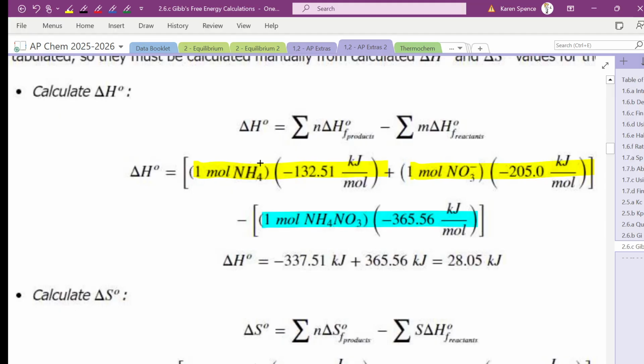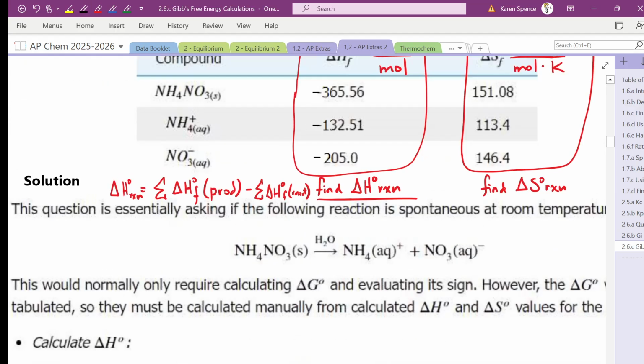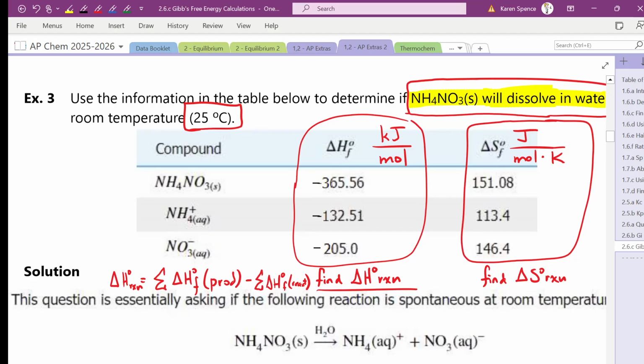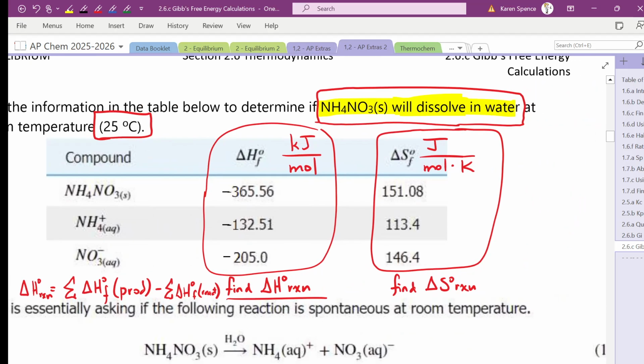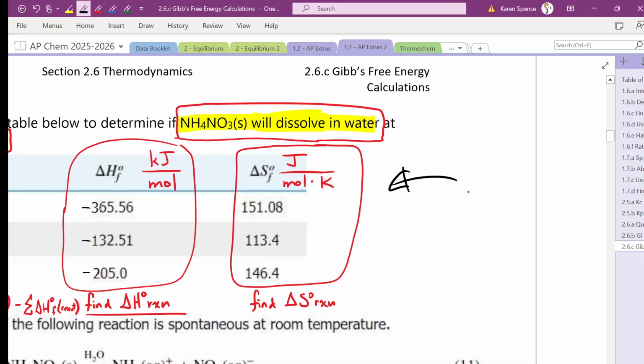Now, I probably wouldn't have bothered putting the mole here and canceling with the mole. I probably would have just left it in kilojoules per mole and just chucked the coefficients in front. Either way is okay. If you do it without the mole here, you'll end up with kilojoules per mole. Does that make sense? Either way is fine. Okay? Yeah. You won't be given a table like this. That's a boo-boo on my part. I need to fix this, because you should be given the units. Yeah.